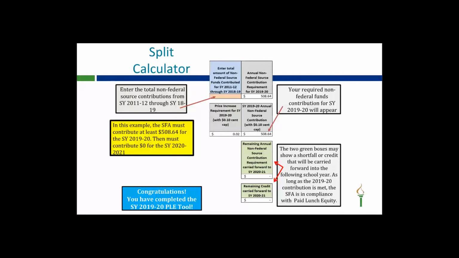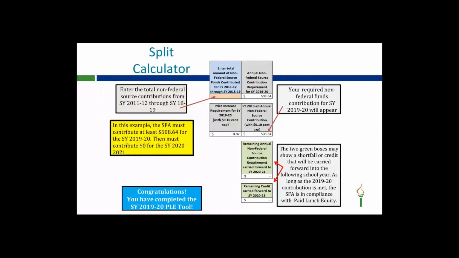So working our way back down the split calculator tab, we're going to see the boxes that state enter total amount of non-federal source funds contributed for school year 2011-12 through school year 2018-19. However, in this example, we did not contribute any non-federal source funds for school year 2011-12 through school year 2018-19. Thusly, our annual non-federal source contribution requirement for school year 2019-20 remains at $508.64.